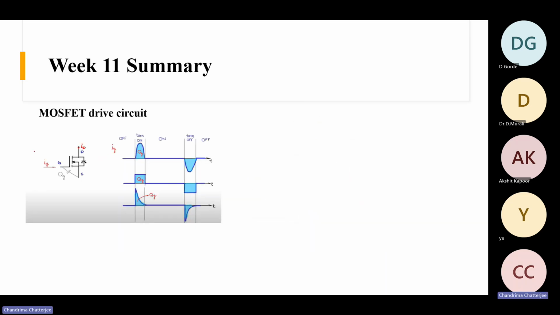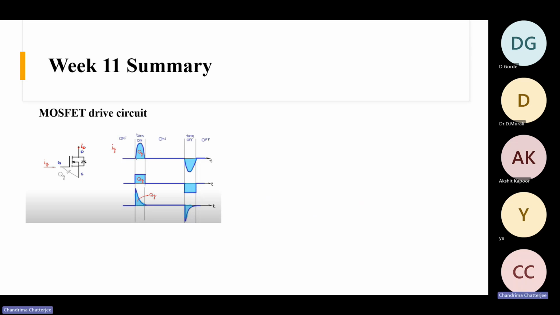Contrary to this, you don't have to provide continuous gate current when the MOSFET is on. You will have to provide some gate current when the transition is happening, but afterwards your gate current becomes 0. So only during the transitions there will be some gate current. Afterwards you can make the current 0, but your gate to source voltage will have to be high obviously, but there will be no current here. So this is the fundamental difference.